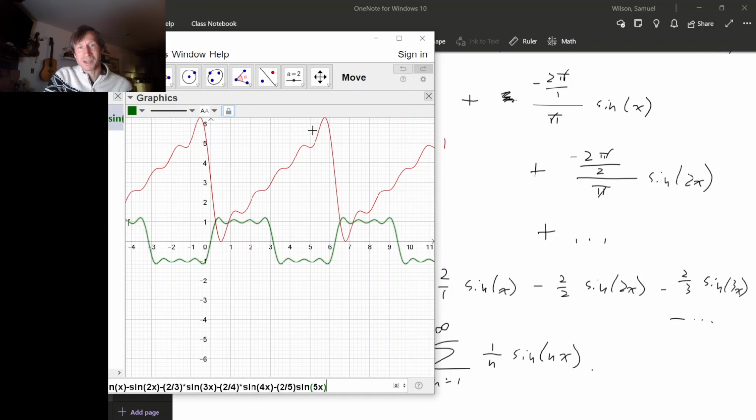Right? It goes up like this, and then at 2 pi drops back down to 0, and then goes up again. So, of course, we've only added a few of these terms. If you added them all together, then you would get exactly the sawtooth wave, except at the discontinuities.